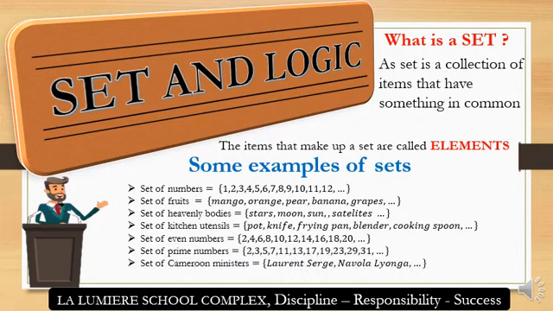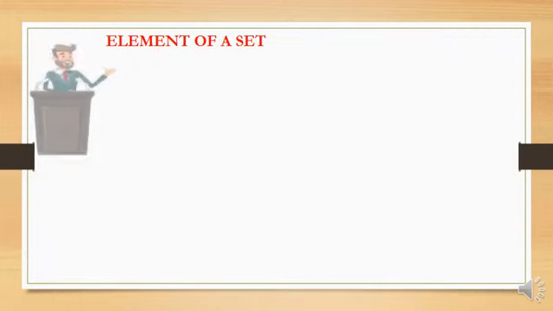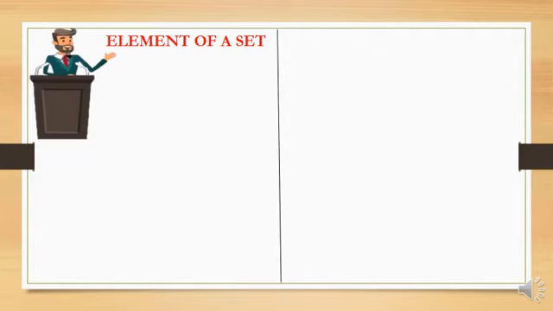For example, set of Cameroon ministers. We have Laurence Serge Etundingwa, we have Navola Leonga Pauline, and so on. Okay, now set of animals in the forest. For example, we have lion, tiger, elephant, and so on. So these are examples of sets. These are a collection of items that have something in common. Each of these sets has something in common, so we can group them together and call it a set. So these are some examples of set, and we're going to dive into the first part of our tutorial today, where we're going to be talking about the element of a set.